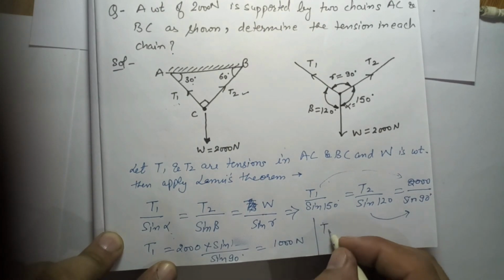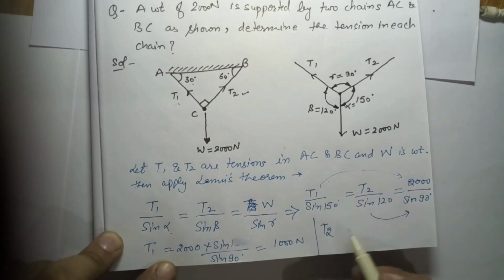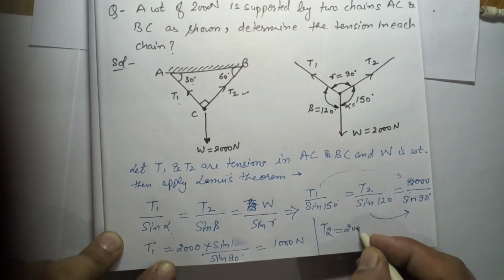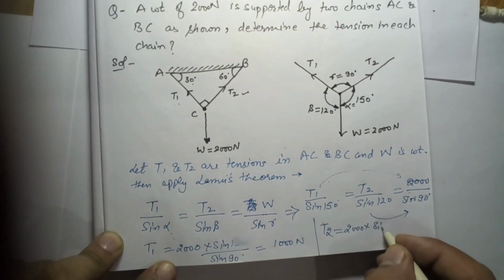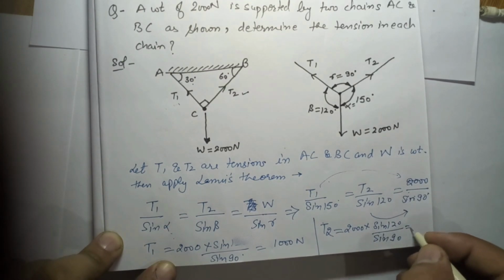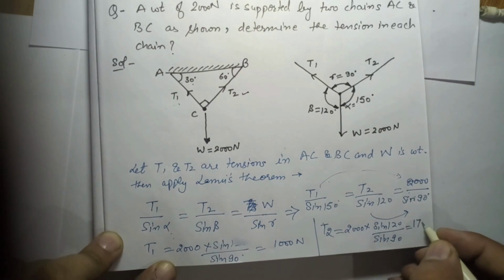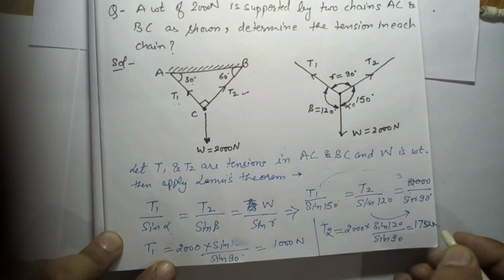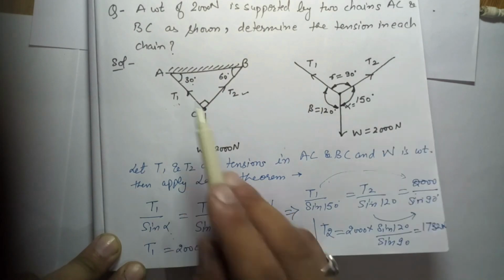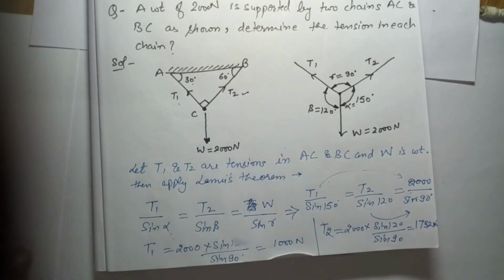Similarly we can find T2. How can we find T2? Again we equate these two. T2 will be 2000 into sine 120 divided by sine 90, so that is equal to 1732 Newton. So these are the two forces which were asked to be calculated: T1 tension here and T2 tension in this. In this way we can apply Lami's theorem. Thank you.